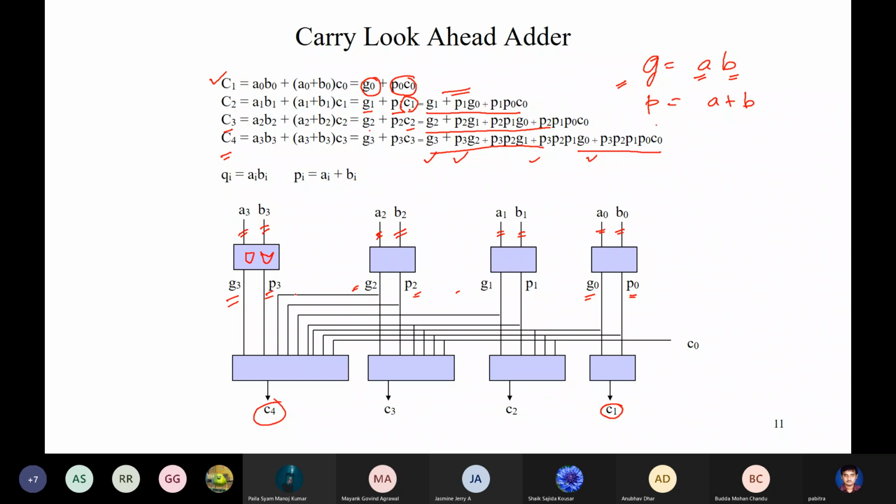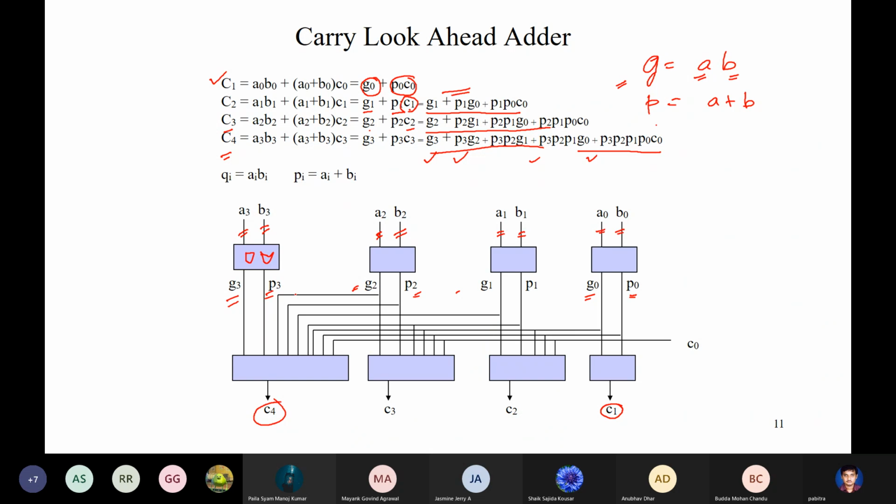Sir, but in C2, the last term is P1, P0, C0. So if we continue to, let's say, C31, the last term would be an AND of 31 terms. Yeah, I'm coming to that. Maybe for 4 bits it's manageable. Till 4 bits, I'm coming to that. In fact, in modern VLSI, a fan-in of more than 4 would be difficult to have.